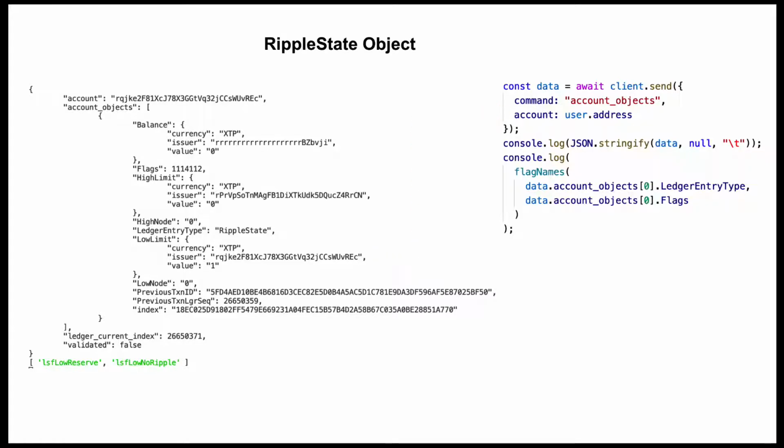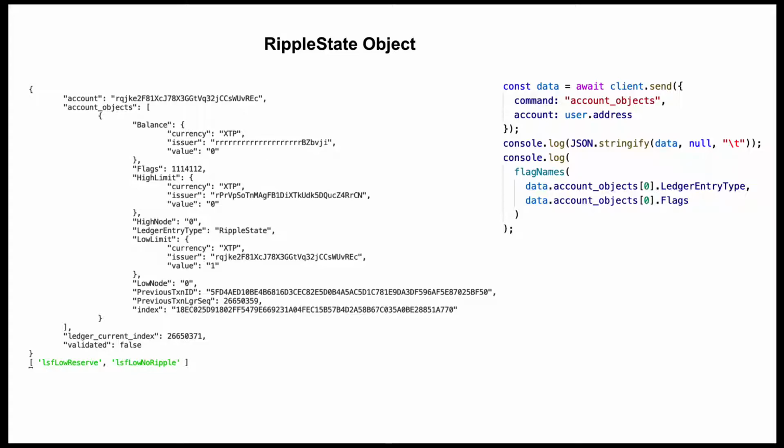So if you pass this information, that is ledger entry type and the flags, to this flag names function, it will return all the configurations set on this trust line from both user and issuer end. In this case, low account pays the account reserve, which is your account, and the low account also has no ripple set, which means low account doesn't ripple on this trust line. So that's how you analyze a ripple state object.